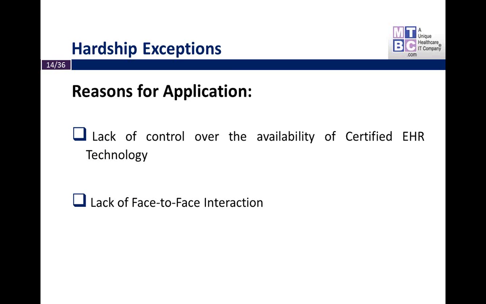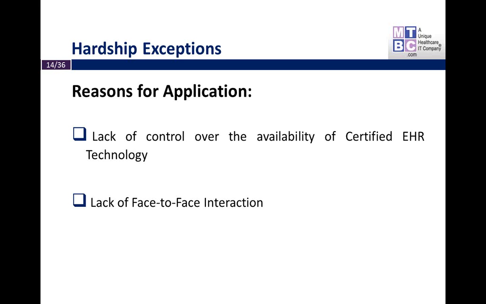Another reason for the application could be lack of control over the availability of certified E.H.R. technology. What that means is that an eligible professional can request this type of hardship exception if they had difficulty meeting meaningful use during the period January 1st, 2013 till July 1st, 2014, because the EP practices at multiple locations and is unable to control the availability of certified E.H.R. technology at one such practice or a combination of practice locations. Also, the location or locations must constitute more than 50% of patient encounters.